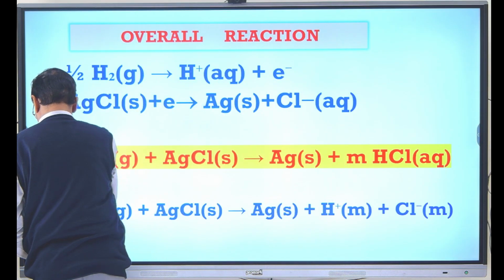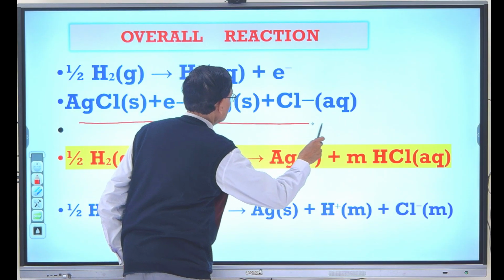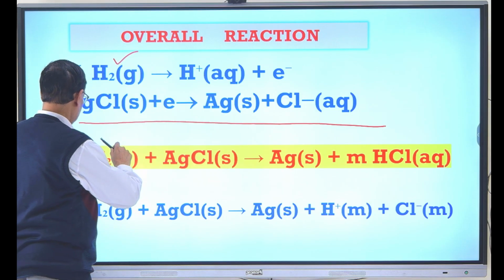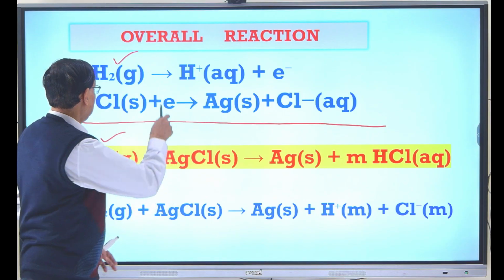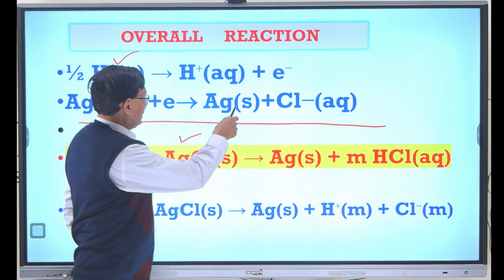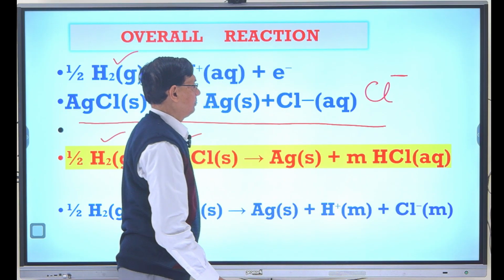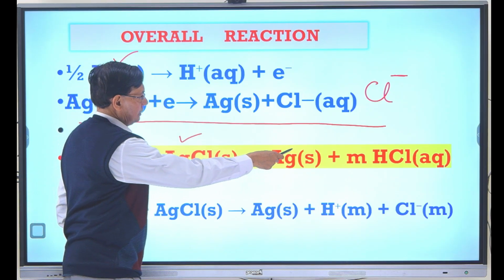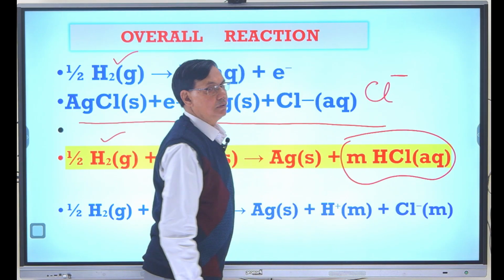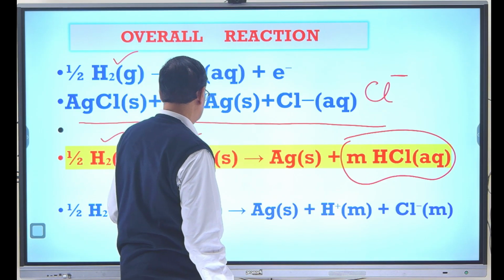So if I add it, this is half H2, of course, then this silver chloride, AgCl, and then of course Cl-, aqueous. Then Ag, and this is the hydrochloric acid. Why have I written m? Because I assume that the molality of that solution is m. So our final reaction is that AgCl.